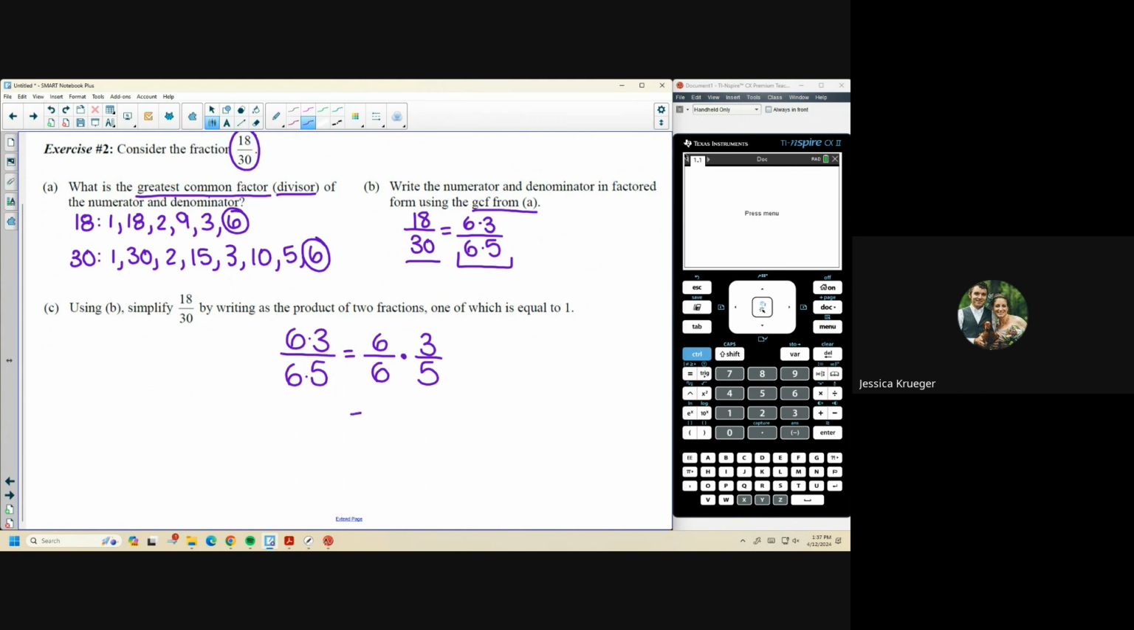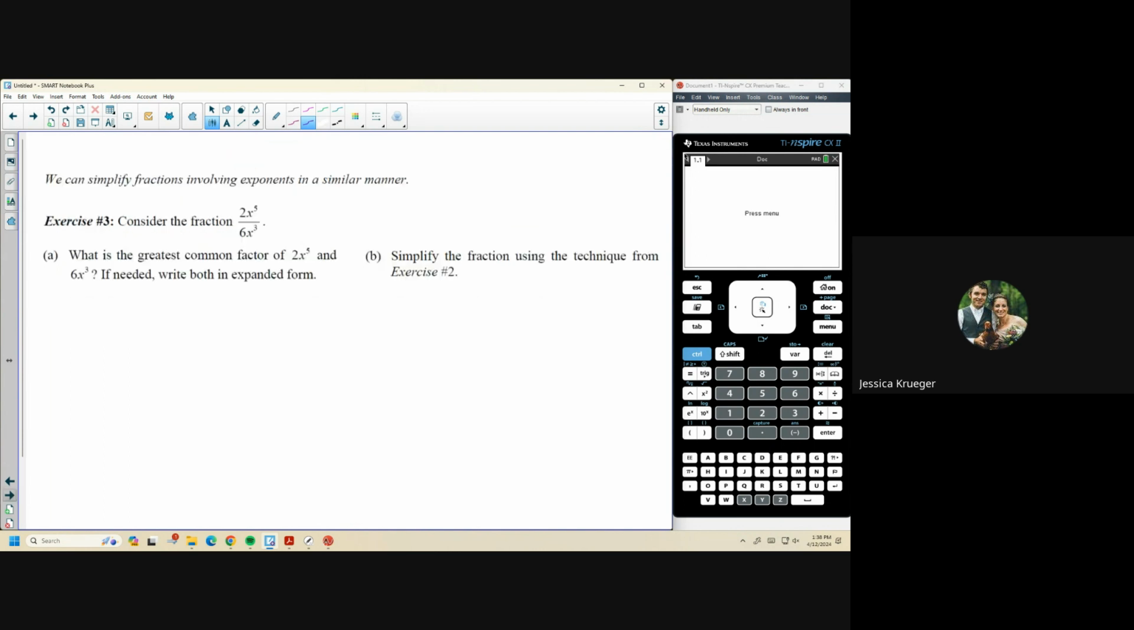Now, what's nice about this is we know 6 over 6 is 1. So this can be simplified further into 1 times 3/5, which is just 3/5. So we know that 18 over 30 can be simplified and rewritten as 3/5. Now what we're going to do is we're going to simplify fractions that involve exponents in a similar manner. So we're going to figure out the greatest common factor of 2x to the 5th and 6x to the 3rd.